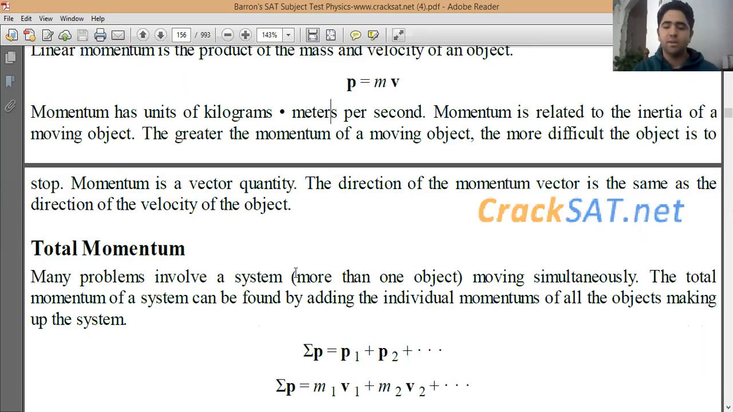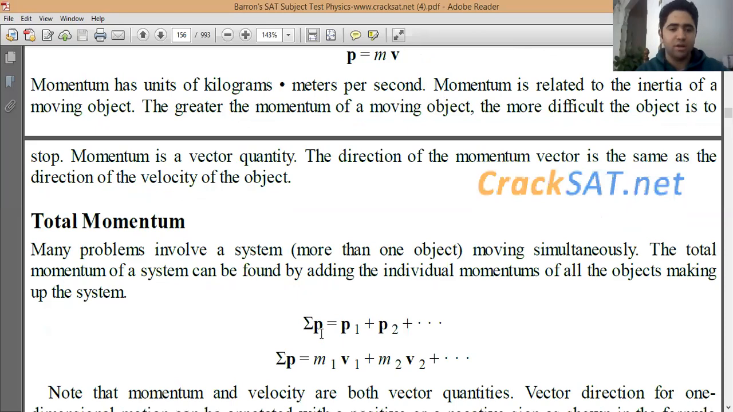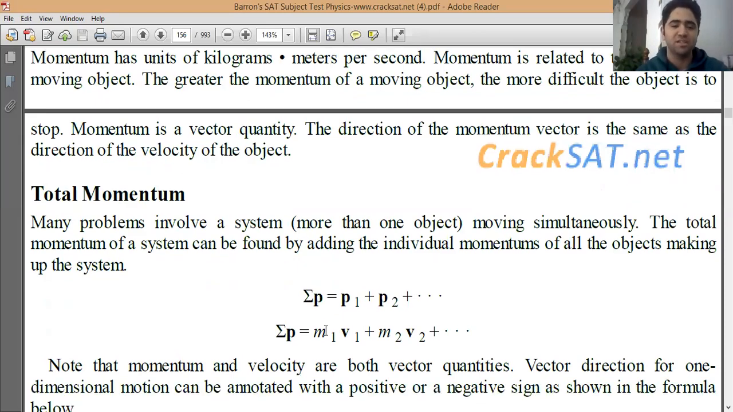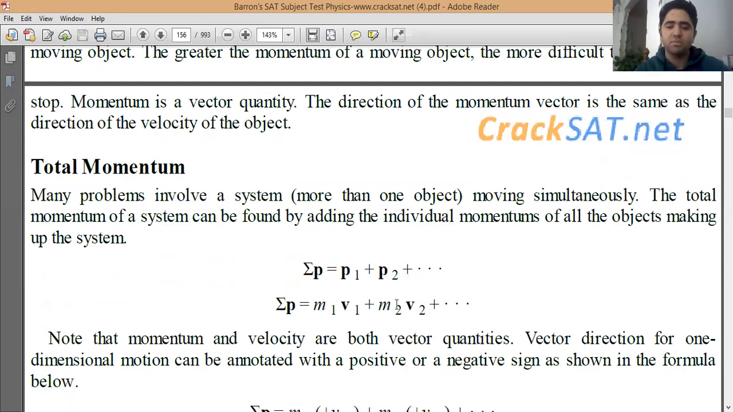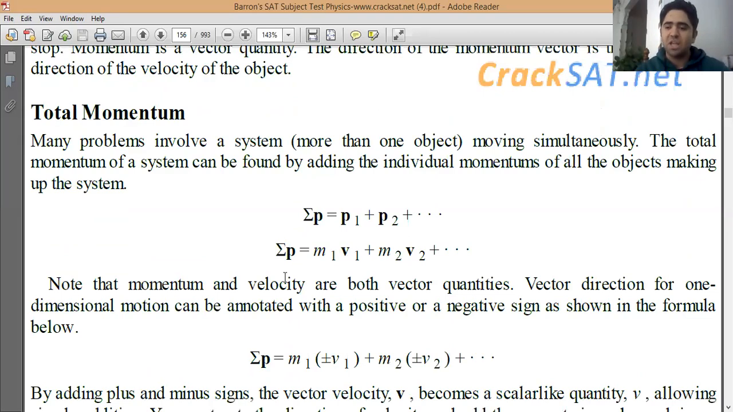Total momentum is a quantity that you can actually work with, adding and subtracting the various momentums that you may have. So we have the net momentum is equal to P1 momentum plus P2 momentum, and essentially you just add or subtract.